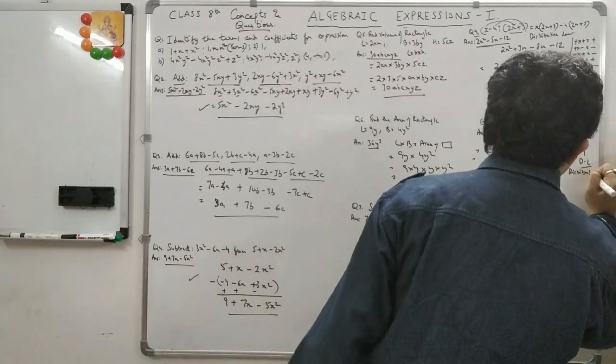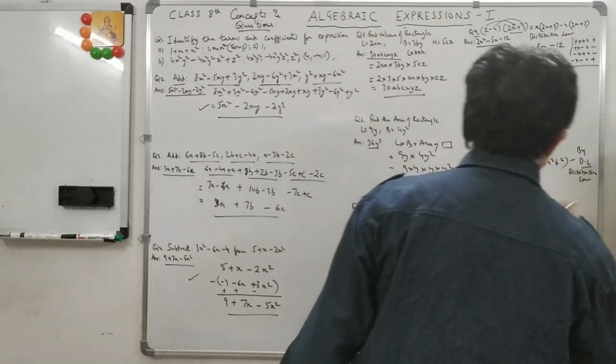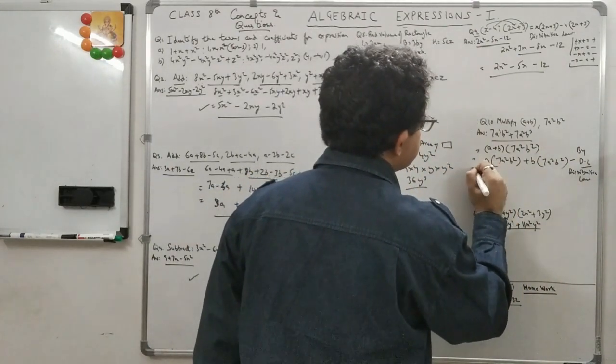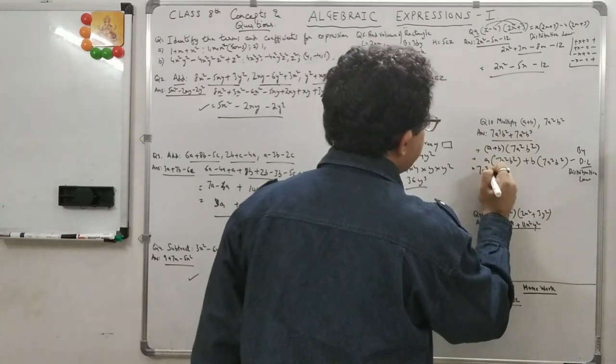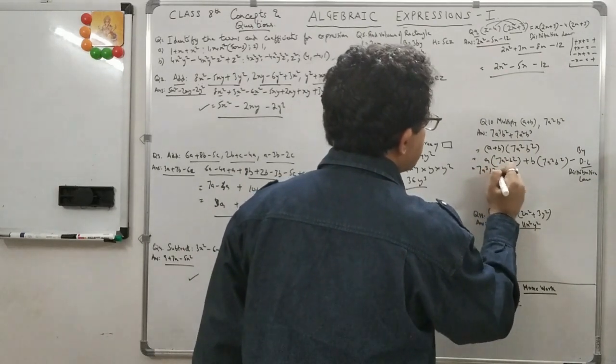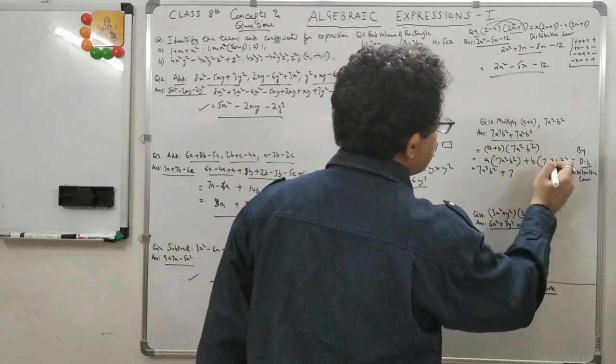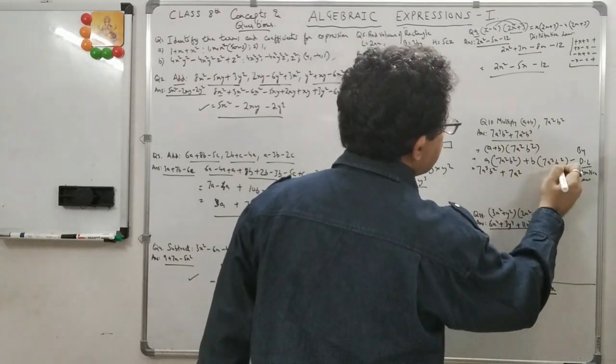Distributive law. Okay, so what happens here? This becomes 7a cube b square plus 7a square b cube.